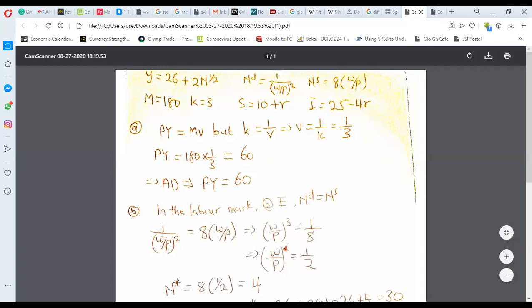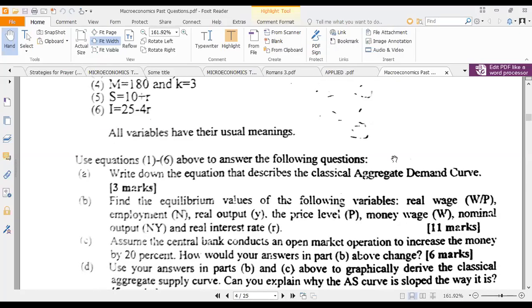Okay. Right. Let's go to the next question. Marvin. Hello. Question B. Find the equilibrium values of the following variables: real wage, employment, real output, the price level, money wage, nominal output, and real interest rate. So these are the variables we need to find. Okay, let's go to the solution.